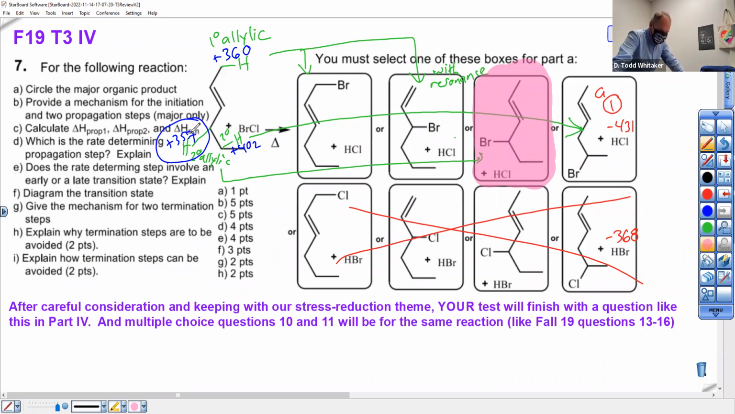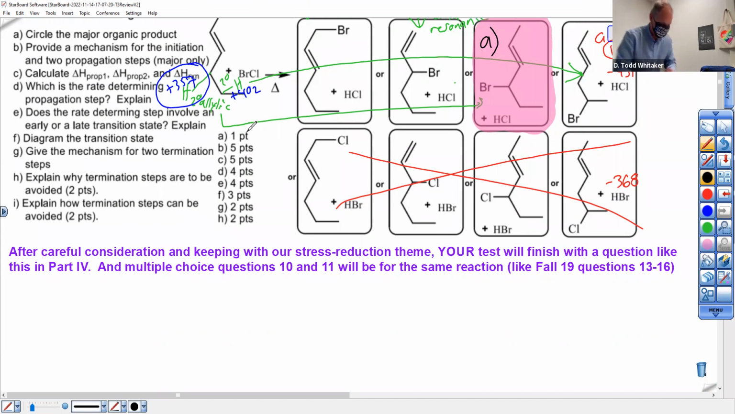We don't have to answer question 3, which is which C-Br bond happened fastest, because we're not choosing two products that came from the same intermediate. And then which one makes a C-Br bond faster? Not happening here. So there's my A. And B, mechanism for initiation and 2 propagation steps. Init, you got to break the weak Br-Cl bond. So B.